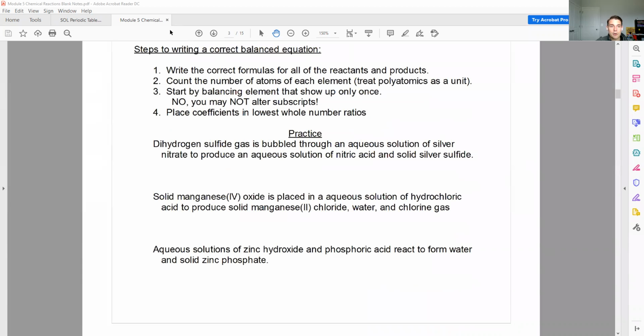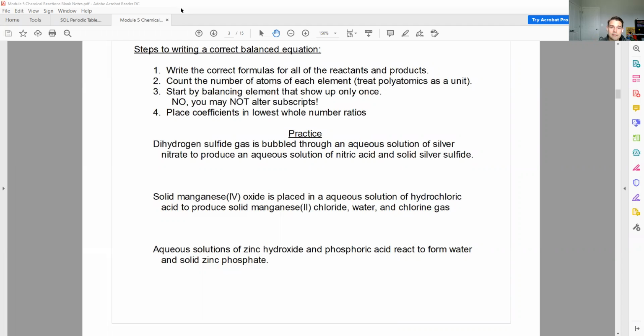So, steps to writing a correct balanced equation. Write the correct formulas for all the reactants and products. If you do not write the correct formulas, you're not going to be able to balance it, all right? Count the number of atoms of each element, and you can treat polyatomic ions as units as long as they occur on both sides of the equations, and I'll show you in these examples.